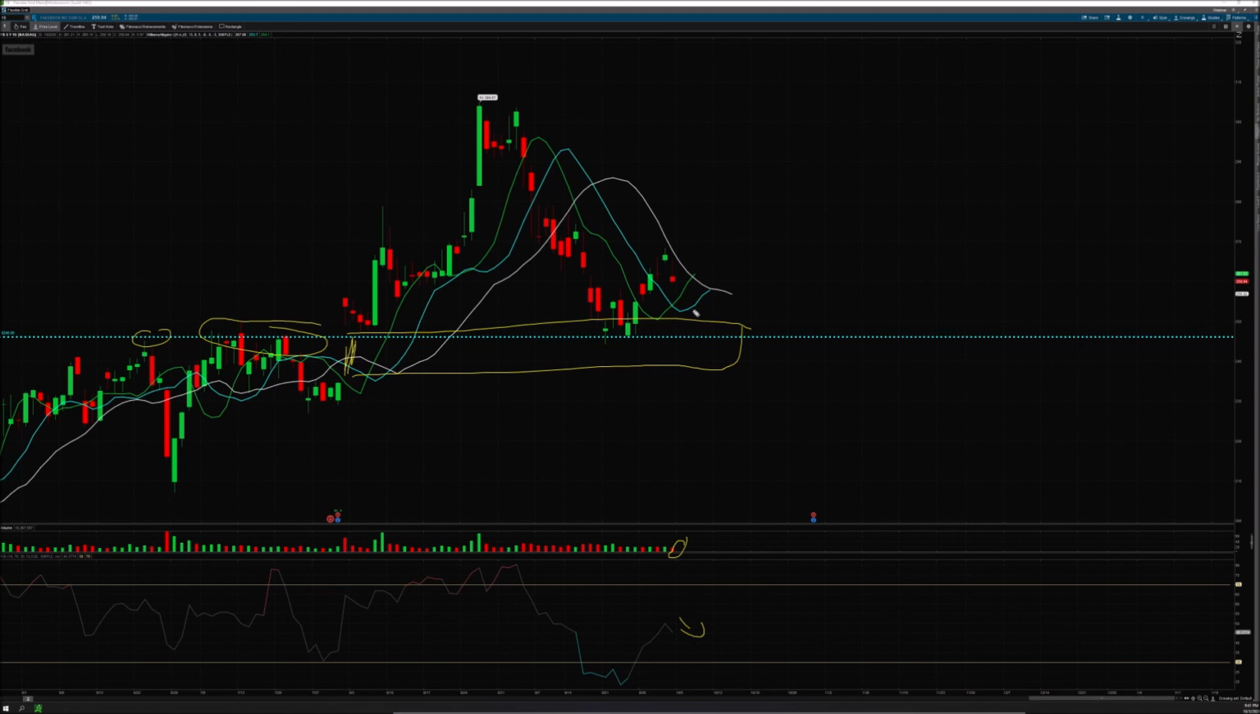So for option trading, personally, if I was bullish, I would have never sold a call. I would have bought a call, or I would have sold a put credit. I would have sold this strike here, which is 246 or something like that. So I would have sold like the 250.